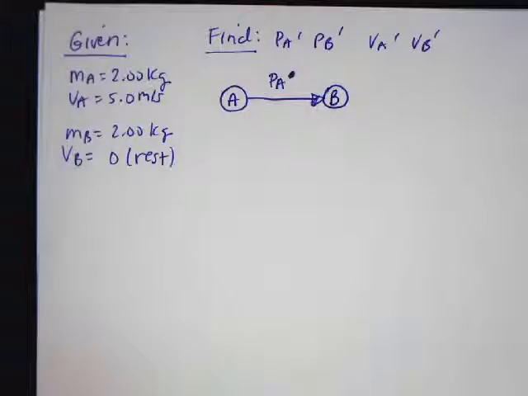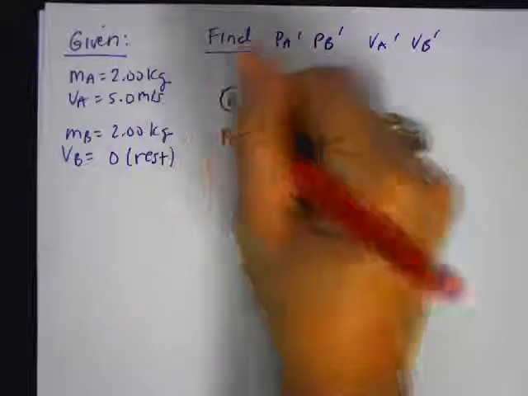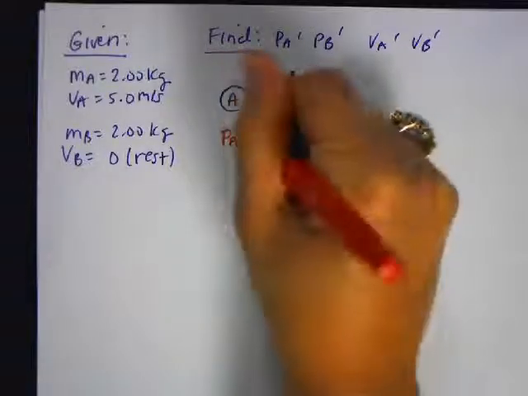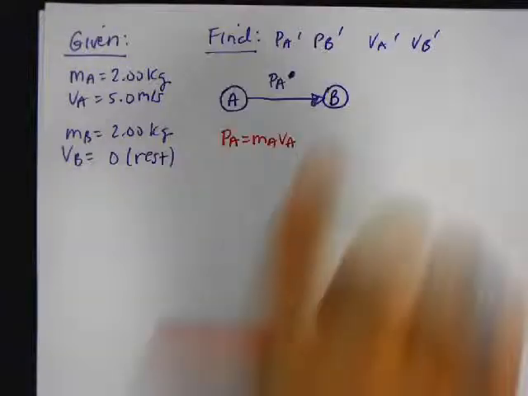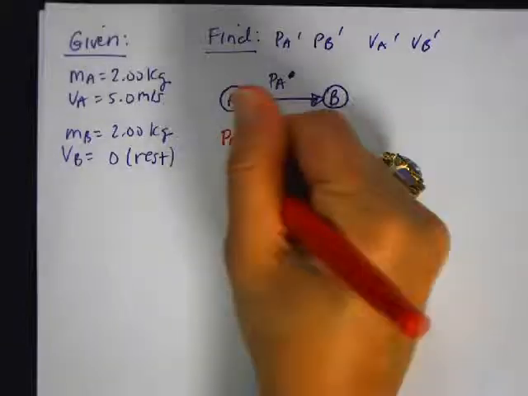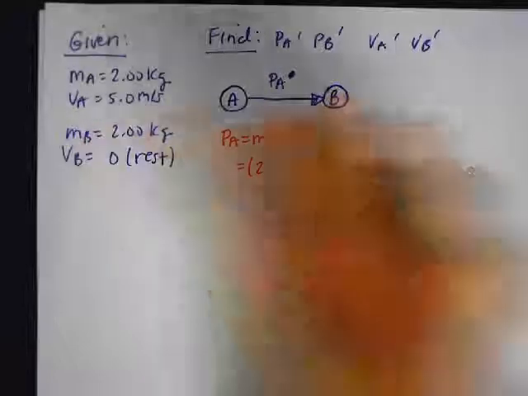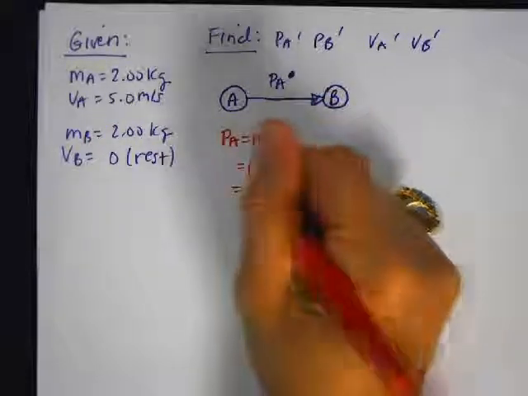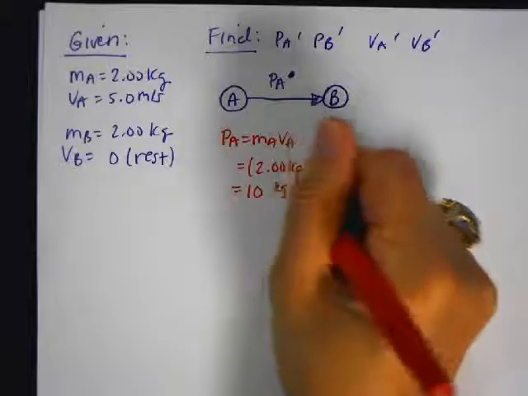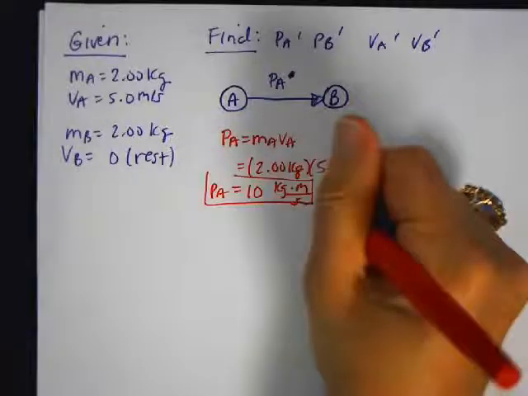So if I want to calculate this, the total momentum before, PA is equal to MAVA. Now remember, the total momentum before is the sum of A plus B, but B is stationary, so it's 0. So if I calculate this, this is 2 kilograms times 5 meters per second. So 2 times 5 is 10, and this is a kilogram meter per second. So the total momentum before is 10.